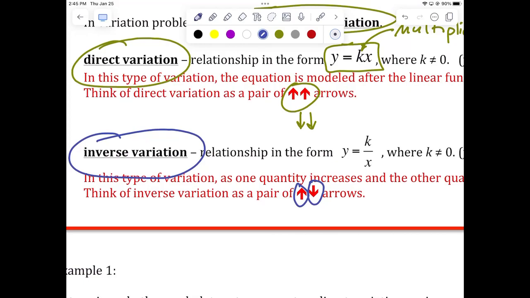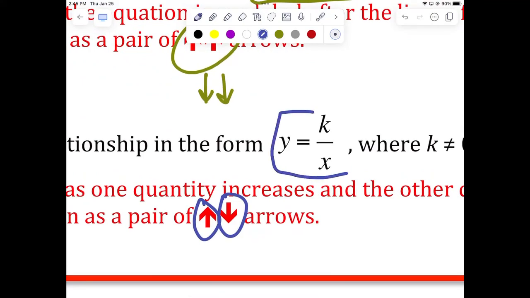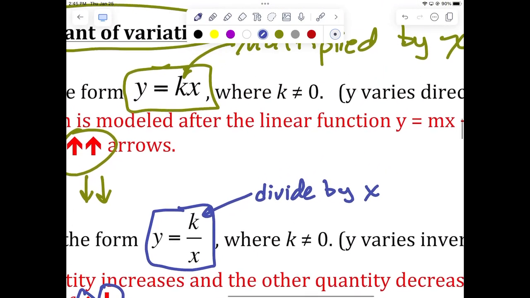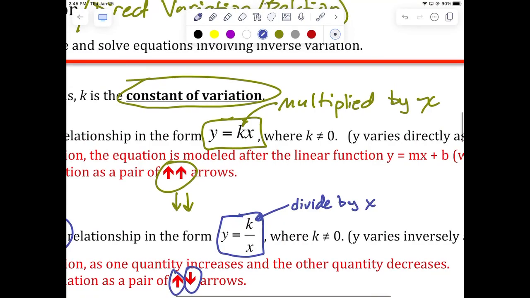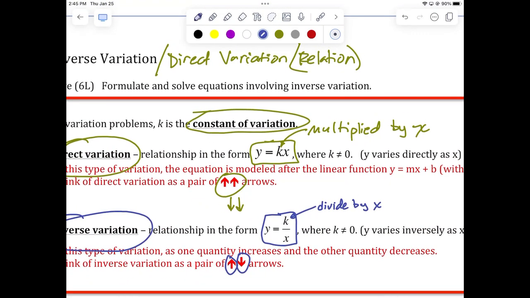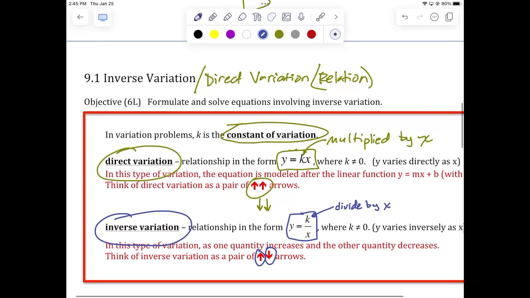Pretty simple. We represent that in an equation by y equals k divided by x. K is still your constant of proportionality or your constant of variation, but now we're dividing by x. Okay, so just like multiplication and division are inverse operations of each other, when you have direct variation, you're multiplying. Inverse variation, inverse relation, you're dividing by x.